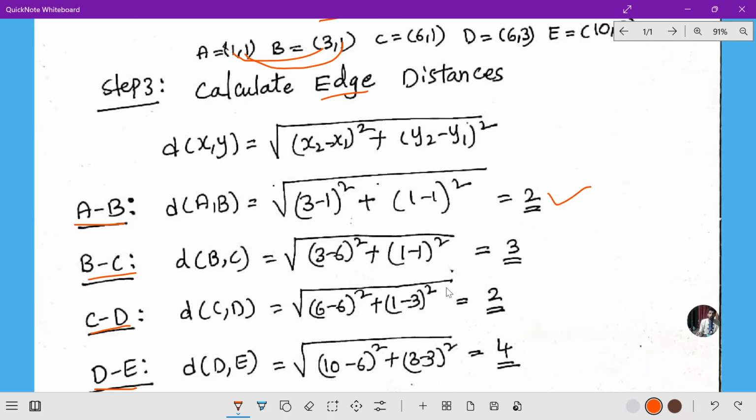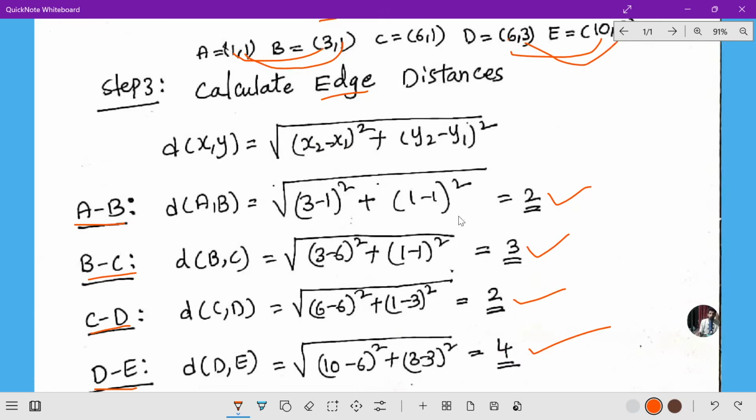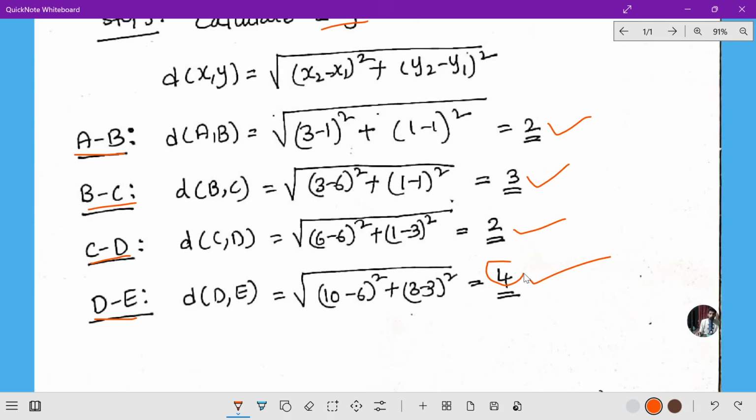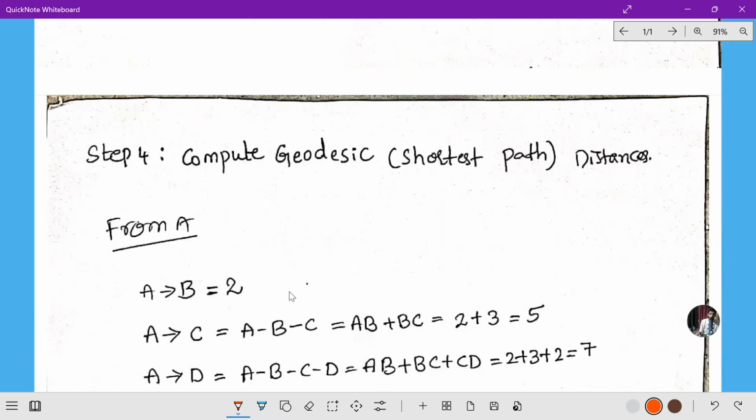Now BC. So what is the value of BC? BC is 3, CD is 2, DE is 4. So how is this DE 4? DE. So you observe 10 minus 6, this is 10 minus 6 is 4 square, and 3 minus 3 is 0. So 4 square means the answer is 4. So this is a way to find out the edge distance. So A to B, B to C and C to D.